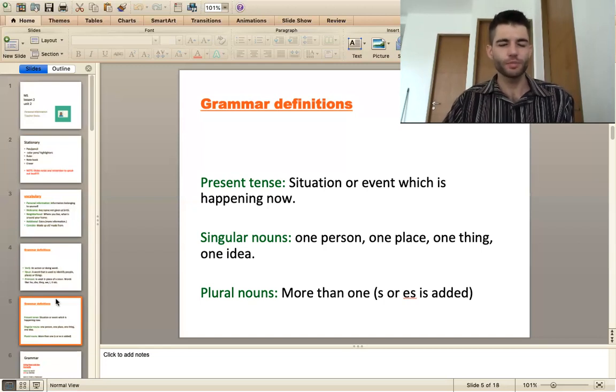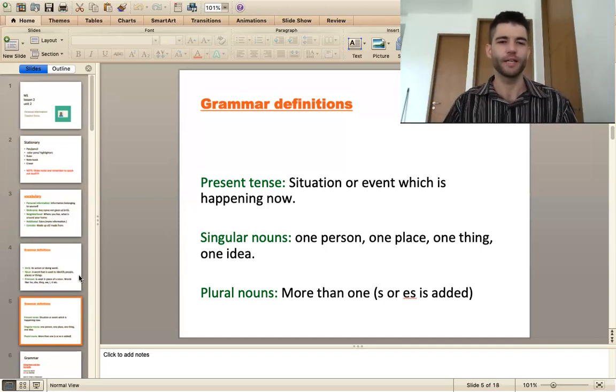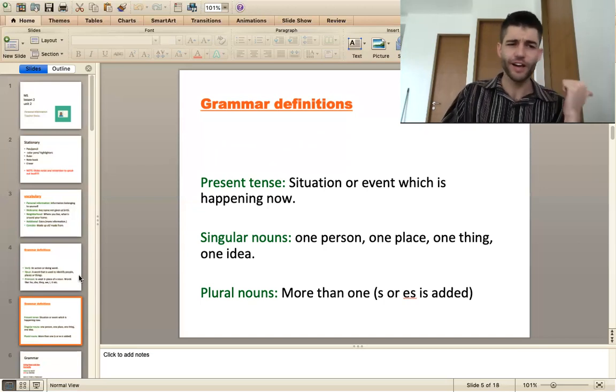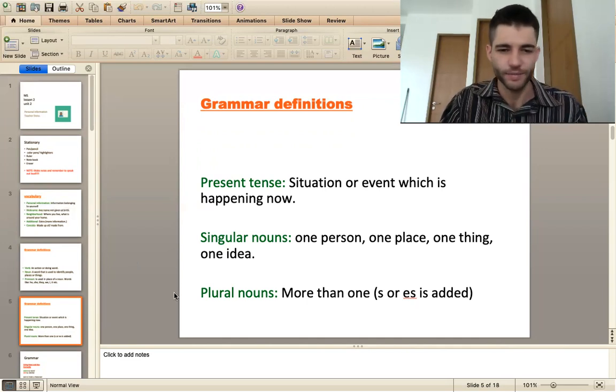So let's look at the word present tense. In grammar, present tense means a situation or event which is happening now. So what is happening right now is present tense. Not 5 minutes ago, not yesterday, not tomorrow, right now. So if you're watching this video right now, you're presently studying English. That is your present tense right now.